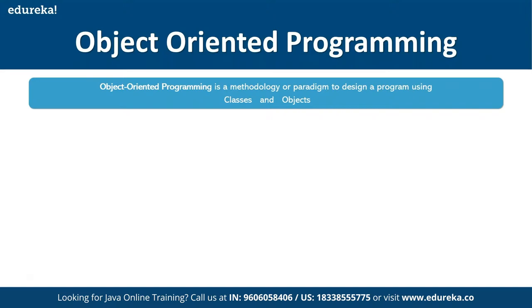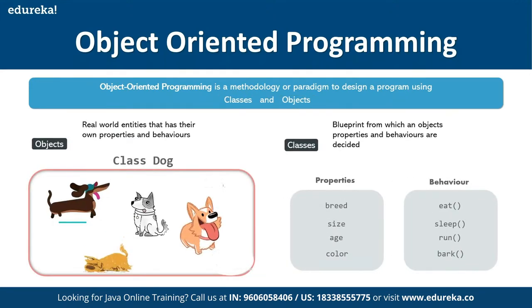So what are classes and what are objects? Classes are blueprints to the objects. Objects are instances of the classes. Objects are nothing but real-world entities that have properties and behavior. So what are properties and behavior? If you are already aware of any programming, there are variables and functions. Properties are nothing but the variables for that object.